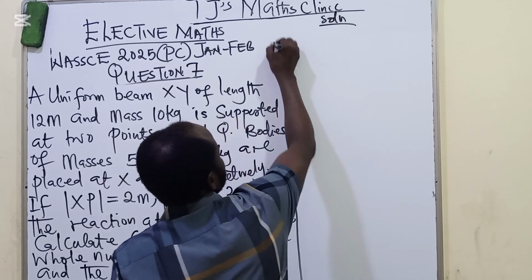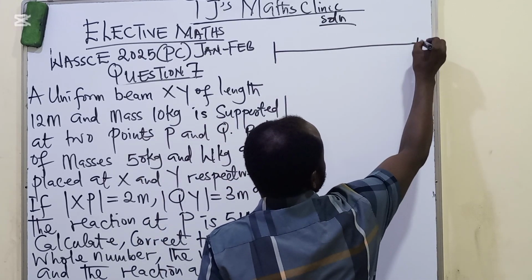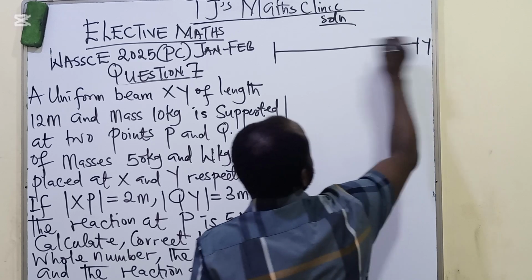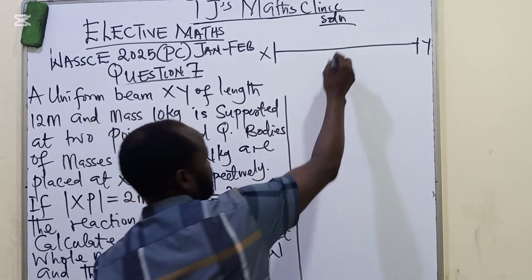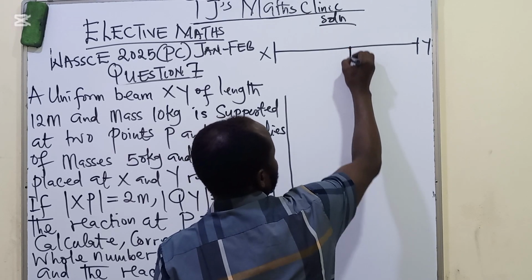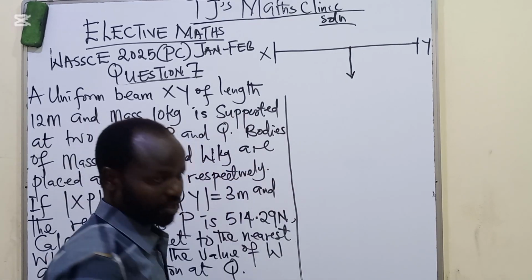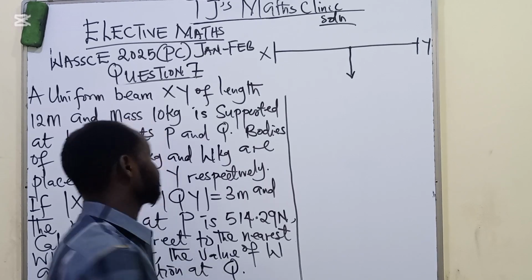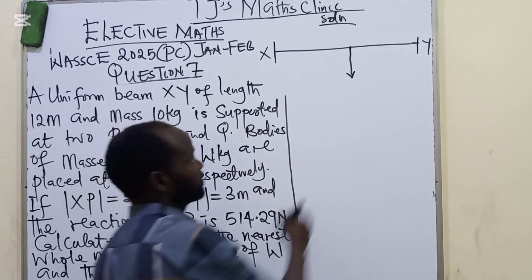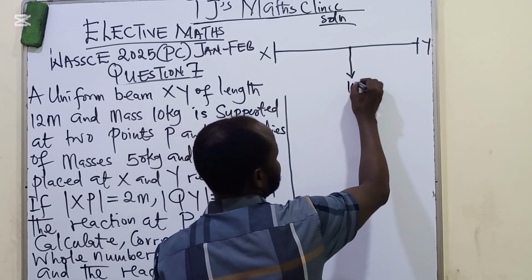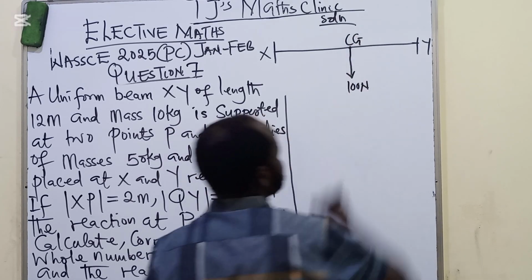Let's say we have our meter rule of this nature, where we have Y and X. At the center of gravity here, we have the weight of 10 kg. We have to convert this 10 kg to Newton, that is, we multiply it by 10. That will be 100 Newton. This is the center of gravity.